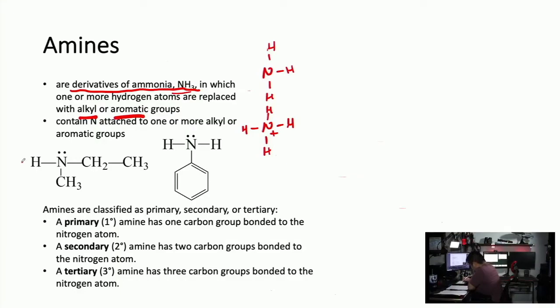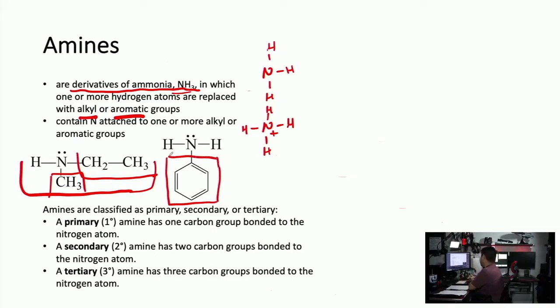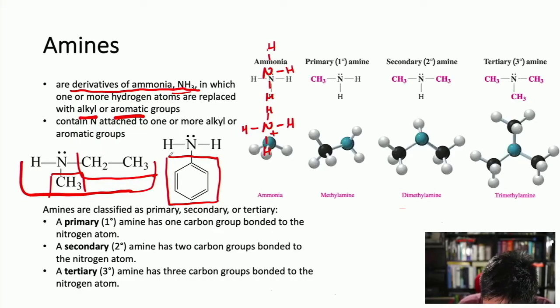So here we have an amine where there's an ethyl and a methyl group attached to the original nitrogen. And here we have an amine where a benzene is attached. Amines are classified, just like alcohols, as either primary, secondary, or tertiary. I'm sorry, I drew all over these pictures, so let me clear it real quick. There we go.